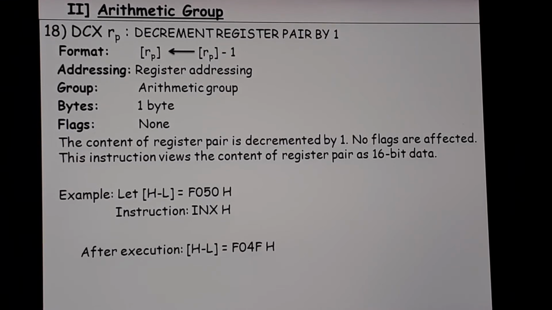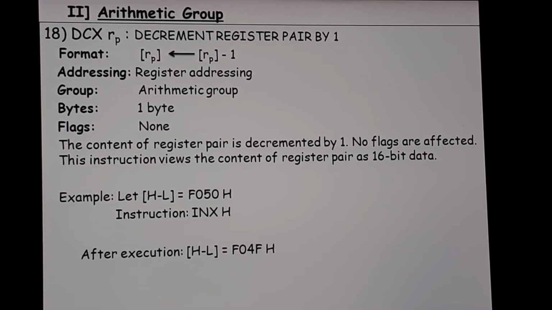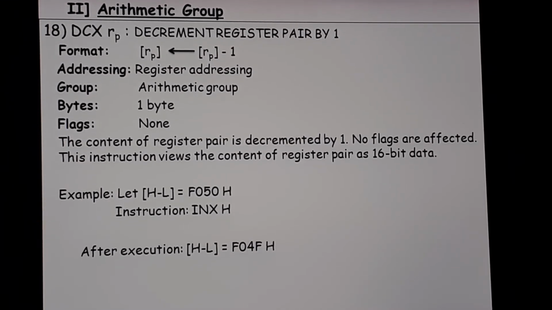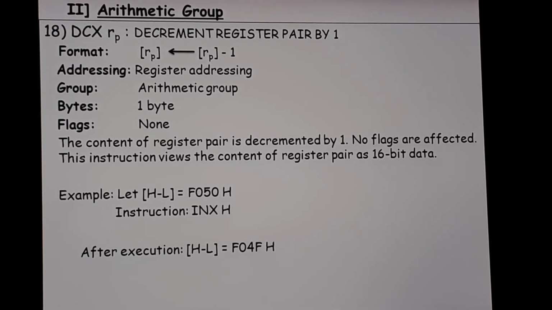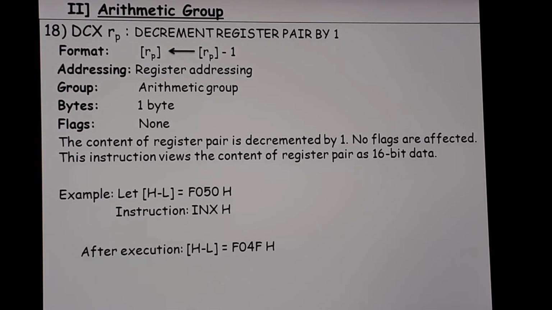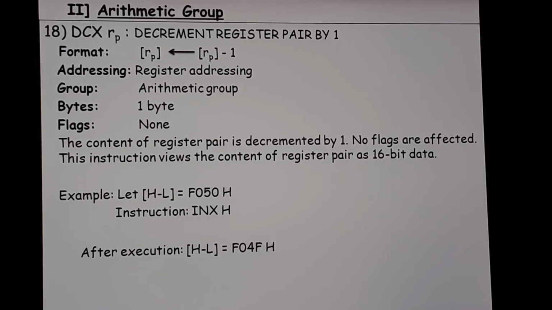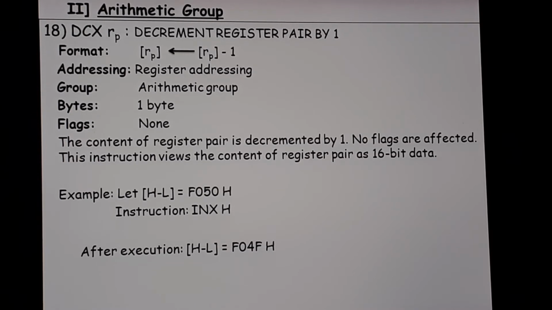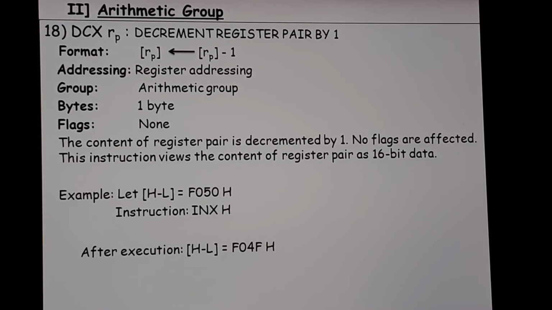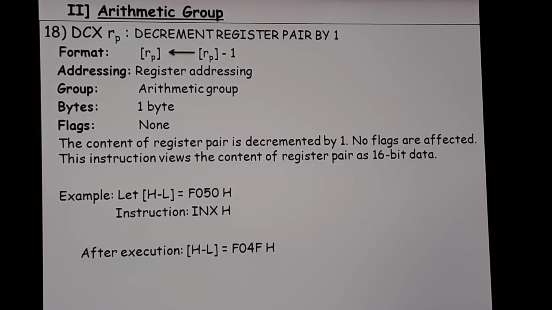So how will you write the format? As RP minus 1, and the result will be stored in the RP. RP is nothing but the register pair. Addressing mode will be the arithmetic group itself. Group will be 1 byte, and the flags that will get affected here will be none. Since there is a register pair, the flags affected are none. This you have to learn or remember.